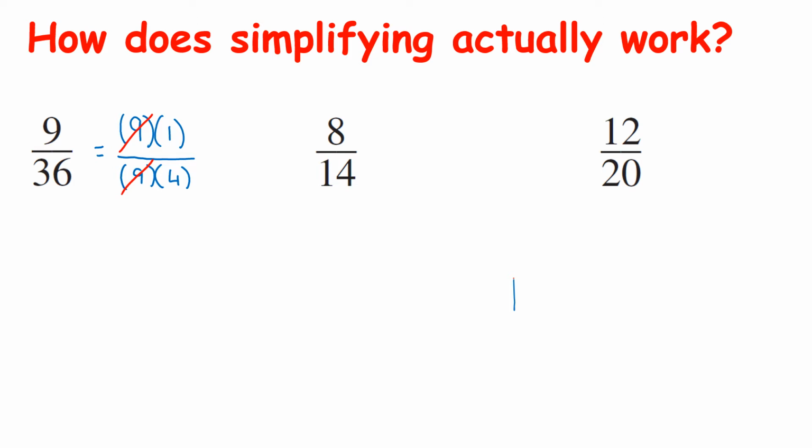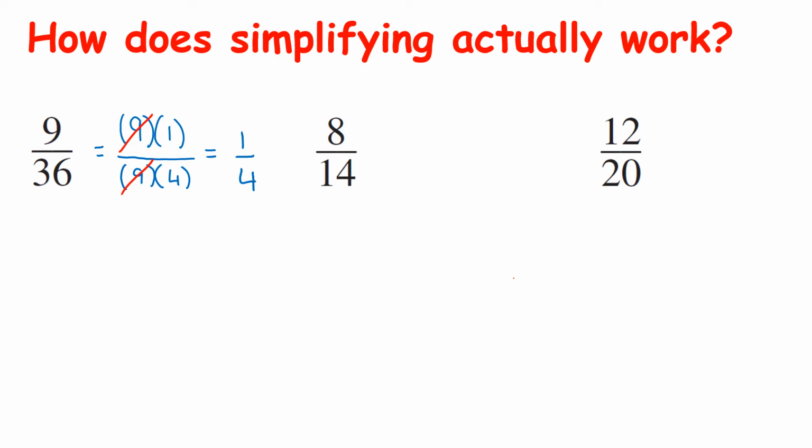Now, I'm not a big fan of the word cancelling because I think then students try and cancel everywhere. But really what's happening is we have a 9 divided by 9, and when we divide any number by itself, we get a 1. And we don't have to write the 1. There's no need because the 1 multiplying by what's left is not going to change anything. So we're simply left with a quarter.